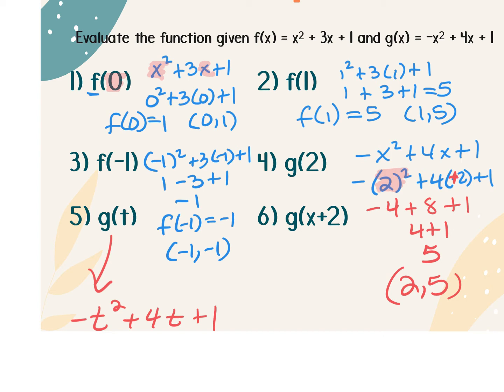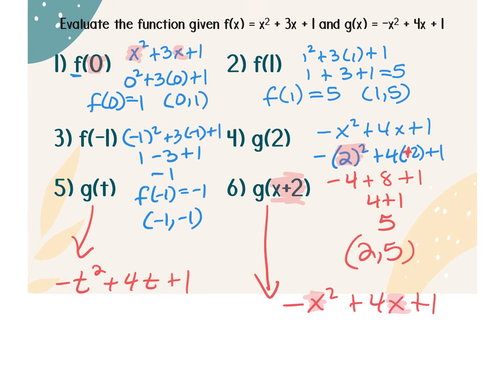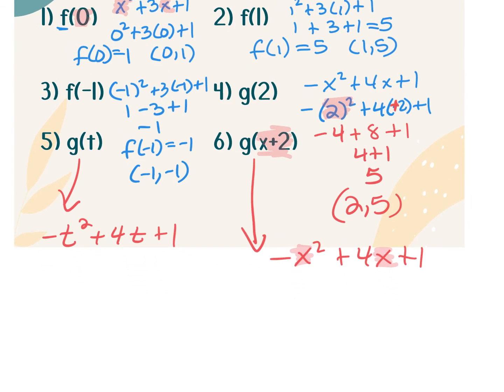Now the next one, I actually have to FOIL this thing. So we got to be careful on this one. So let me come down here so I have plenty of room. So again, here's my function. Again, remember you're replacing the x with x plus 2. So when I go to plug this in, I'm going to get negative, and then I'm doing x plus 2 squared, minus 4 times x plus 2, plus 1.